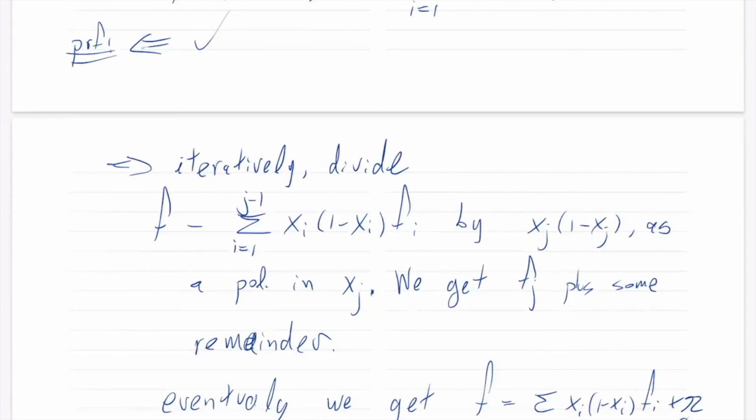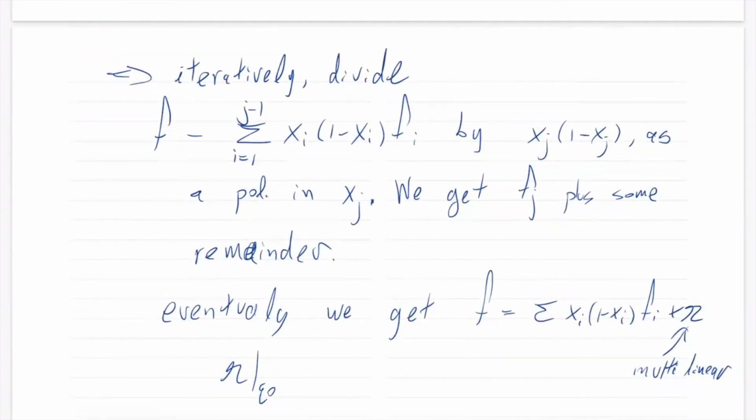So these polynomials are of degree d minus 2 at most. But R, the remainder, is only of degree 1 in each of the variables. And there's another thing that I know about R, which is that R on Boolean inputs is 0. How do I know that?